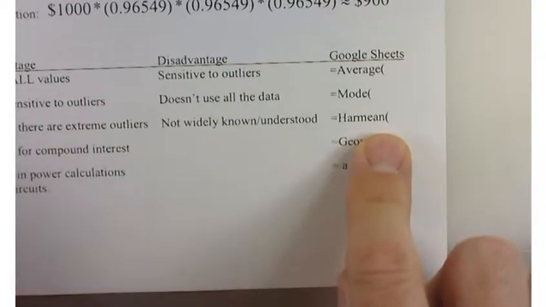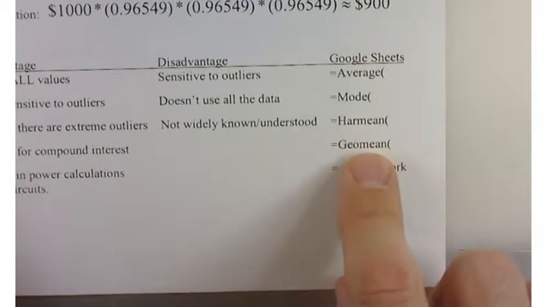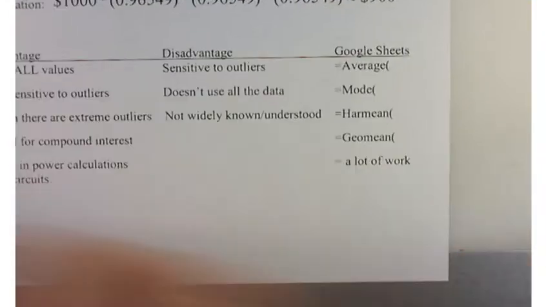There's two more that we're going to look at, the harmonic mean and the geometric mean. There's also root mean square. I'm not going to deal with that.